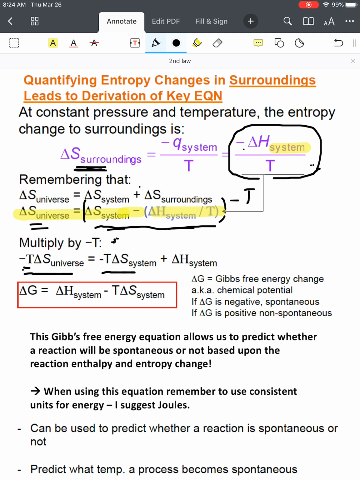But over here, what do we get? We get a plus H system. So what happened there? Well, let's see. We had a T in the denominator. So this T and this T are going to cancel each other out. And the negative make a positive, don't they? So sure enough, when we do the multiplication, we generate this equation right here.